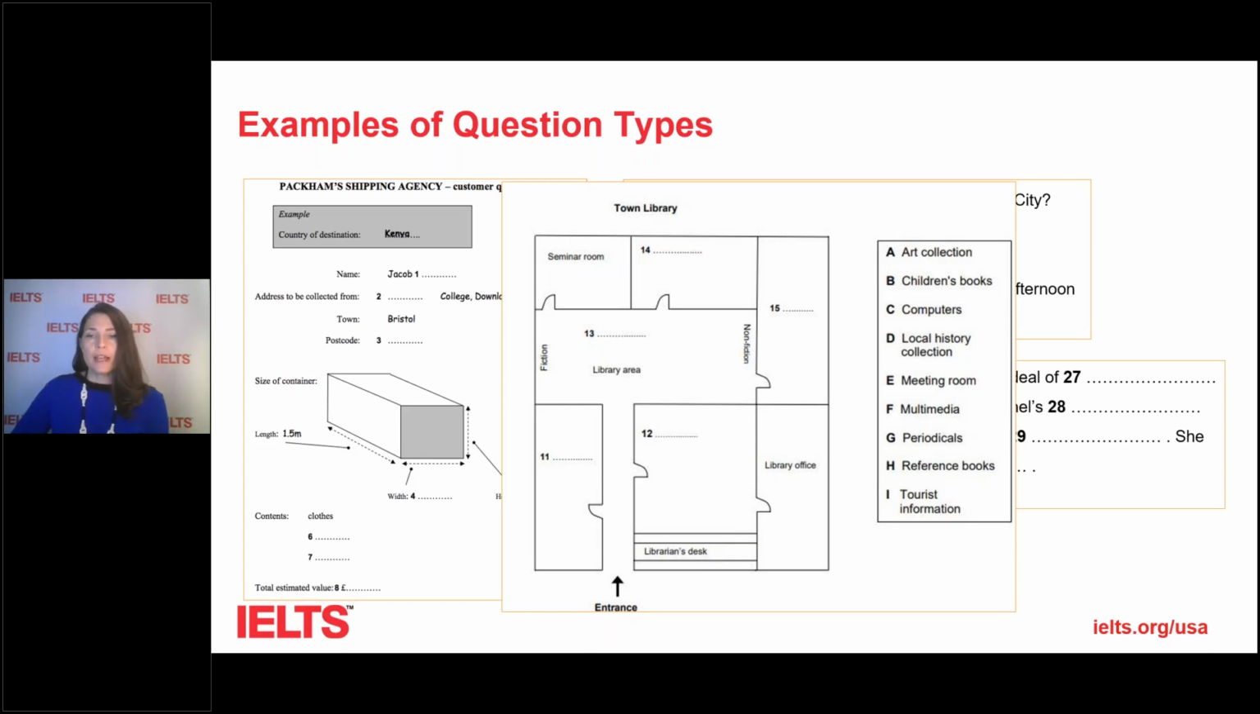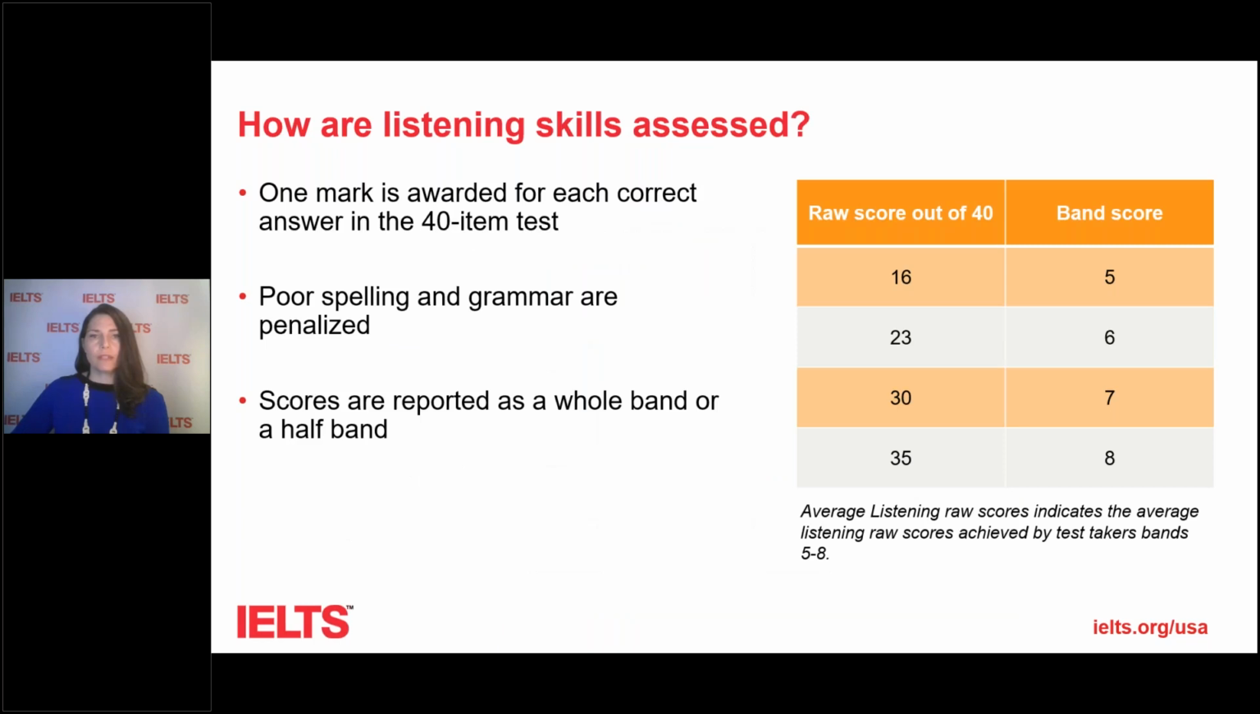And some other labeling activities that you might have: a map of a town, or a pie chart, or a diagram showing a process, like how rain is formed, for example. And here you would just be looking for the letters, right? So looking for which room the computers are in, and you put the letter C is what you're looking for. So just a few examples of the question types, and we'll have some other videos that look in detail at strategies for each of these question types.